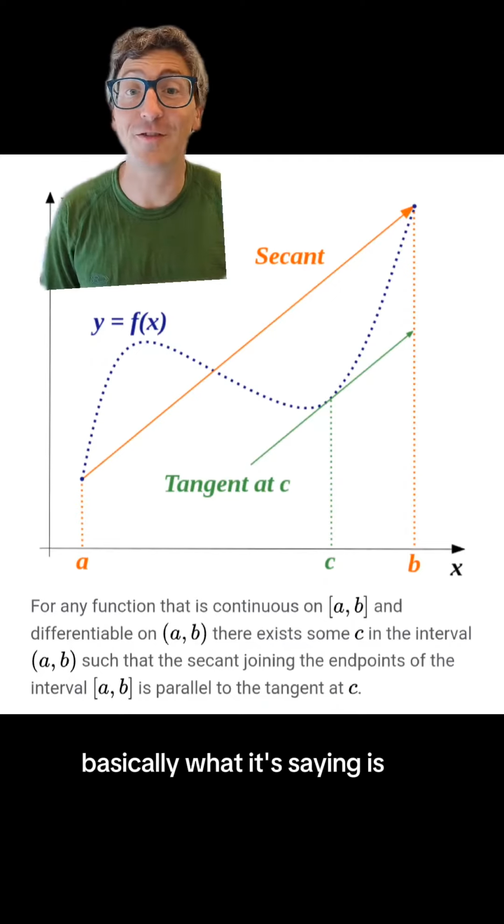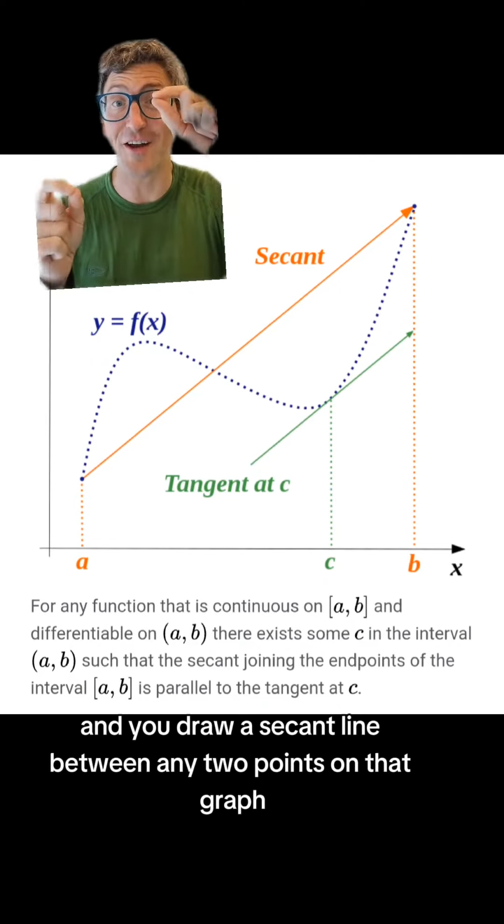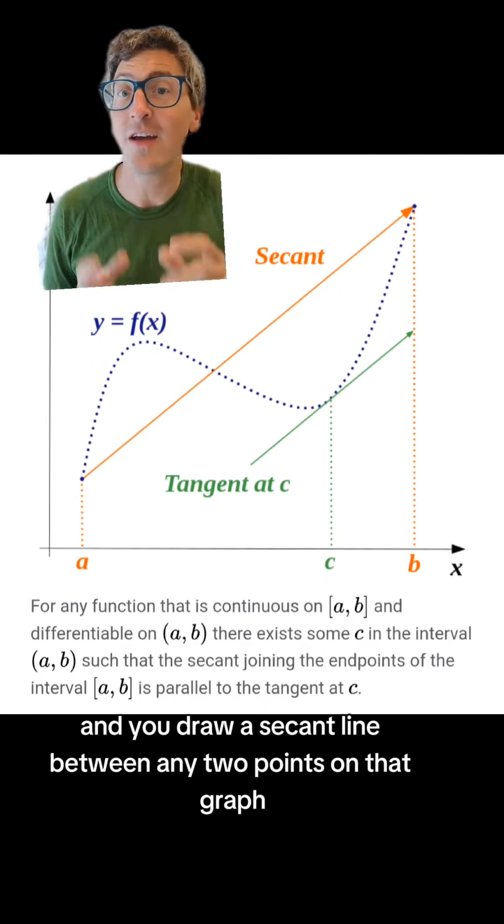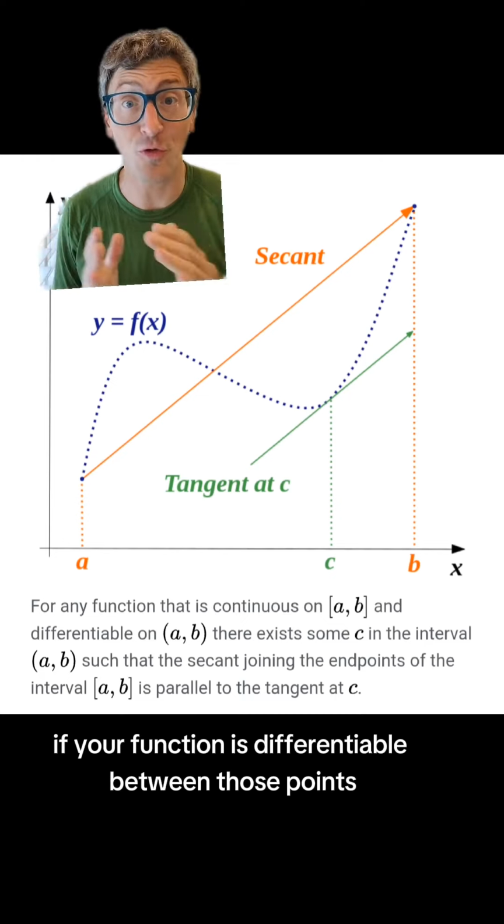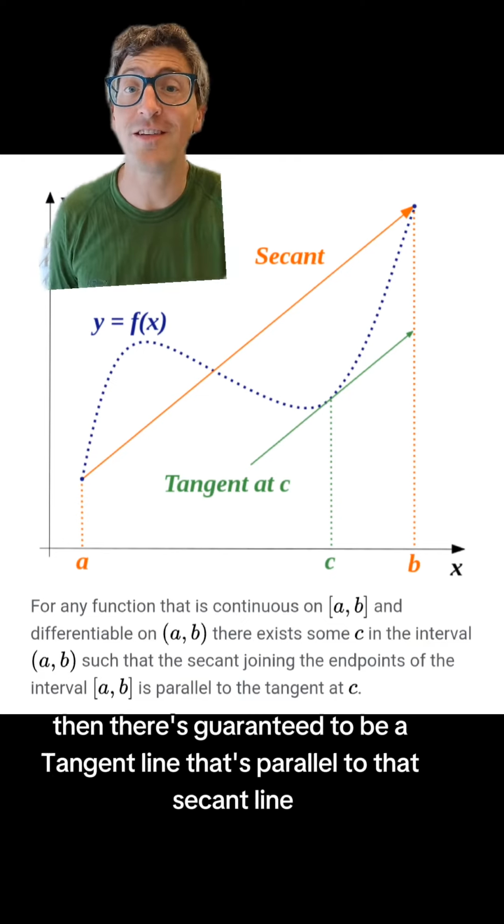Basically what it's saying is if you have a continuous function and you draw a secant line between any 2 points on that graph, if your function is differentiable between those points, then there's guaranteed to be a tangent line that's parallel to that secant line.